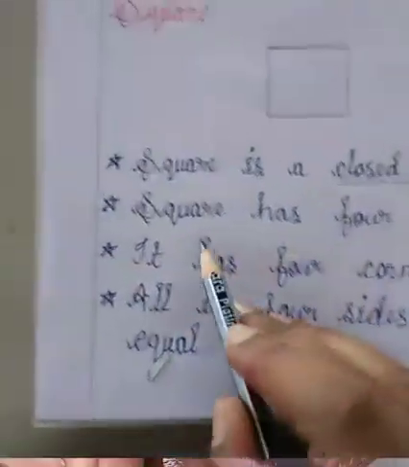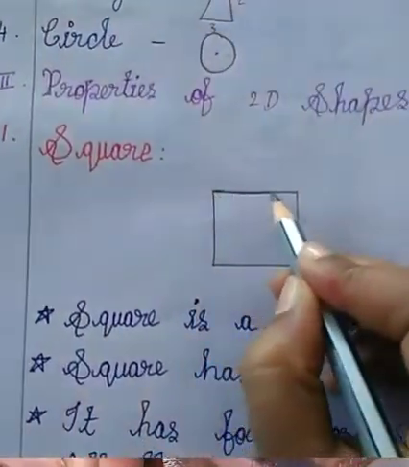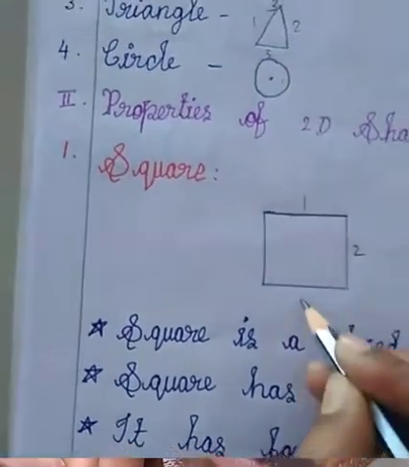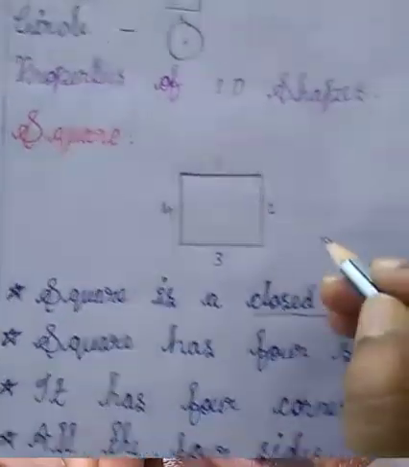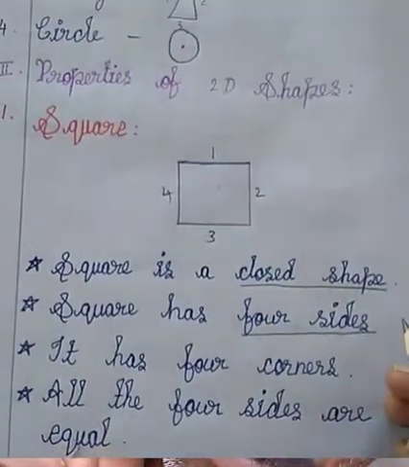See the second point: square has four sides. This one is called a side. So 1 2 3 4. Square has how many sides? Four sides. Square has four sides.